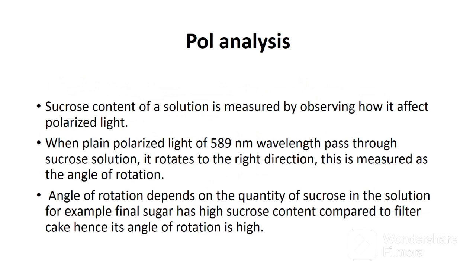Sucrose content of a solution is measured by observing how this solution affects polarized light of polarimeter. When plain polarized light of around 589 nanometer wavelength passes through sucrose solution, it rotates to the right direction. This is measured as the angle of rotation. The polarimeter automatically converts this angle of rotation to pol value. Angle of rotation depends on the quantity of sucrose in the solution. For example, final sugar has high sucrose content compared to filter cake. Hence, its angle of rotation is high.